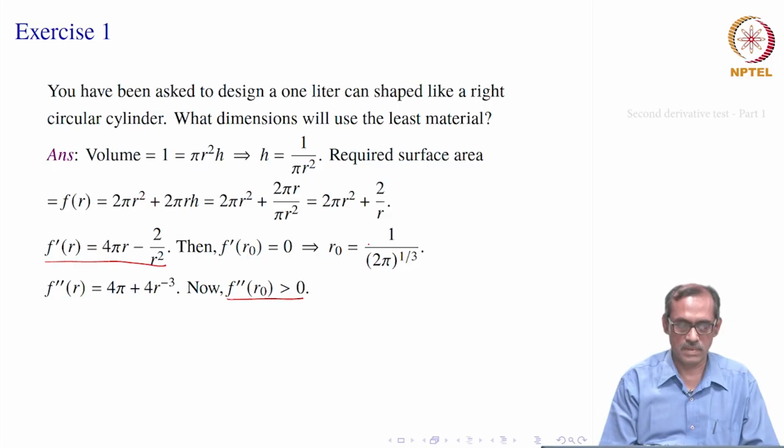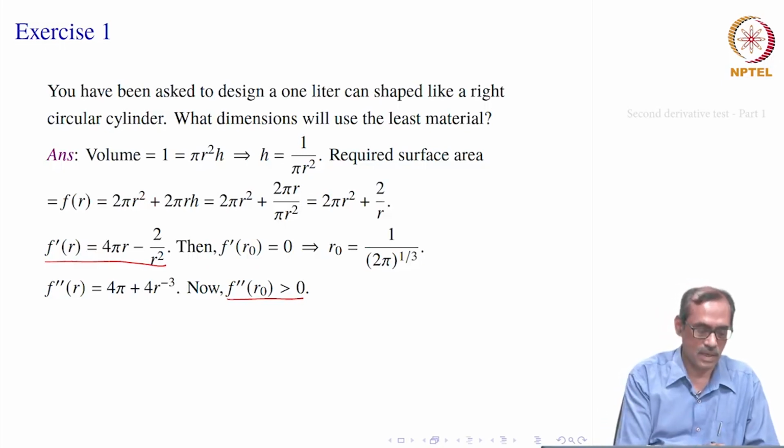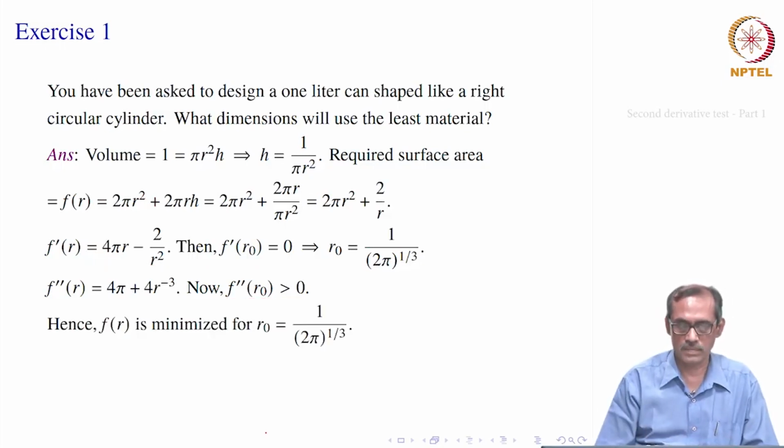So, it is positive. That means f of r has a local minimum at this r 0, and this is the only extremum point, nothing else is there. The other point is r equal to 0, which we have not considered, but the function is not defined there. So, this local minimum becomes the absolute minimum. So, here only it is minimized.